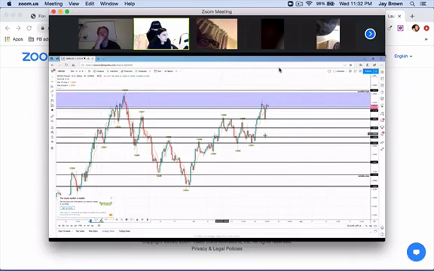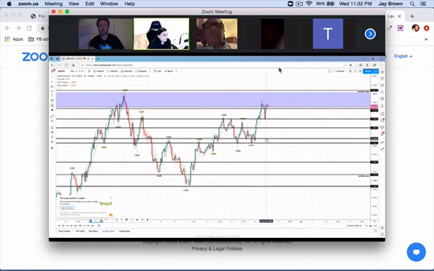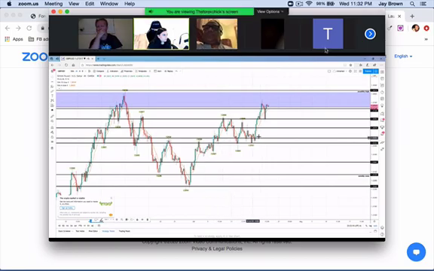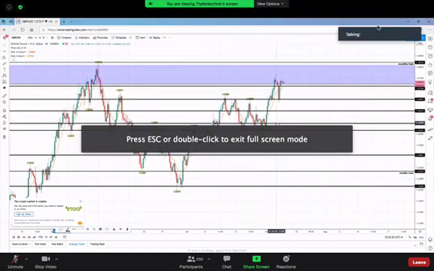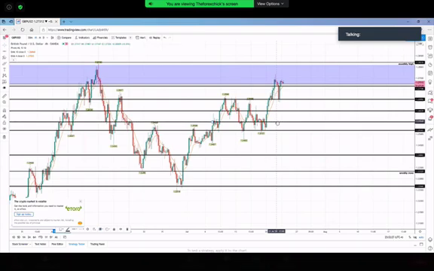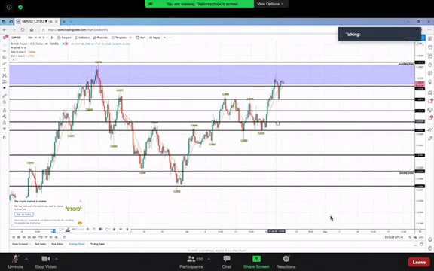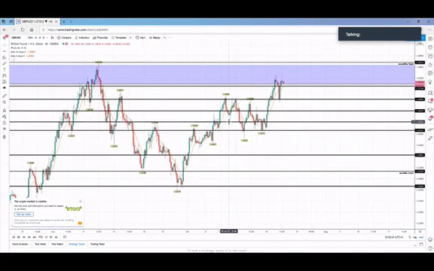Right here. Lower it a little. 1, 2, 3, 4, 5, 6, 7, 8, 9, 10. Perfect. Perfect. We have 8 rejection areas.